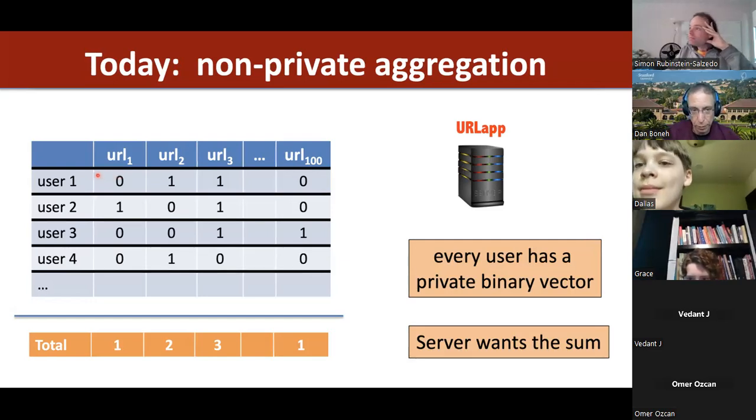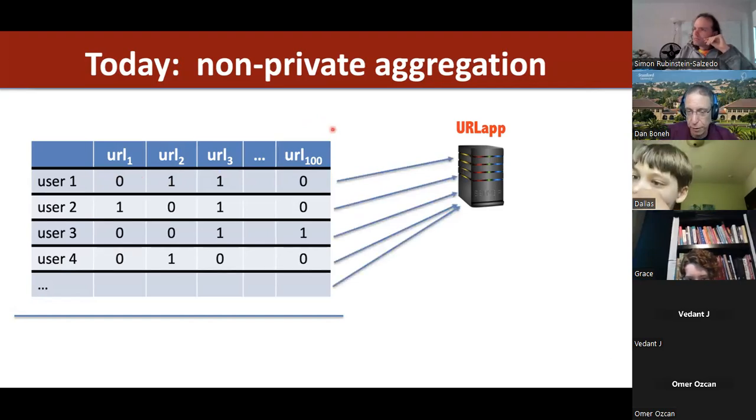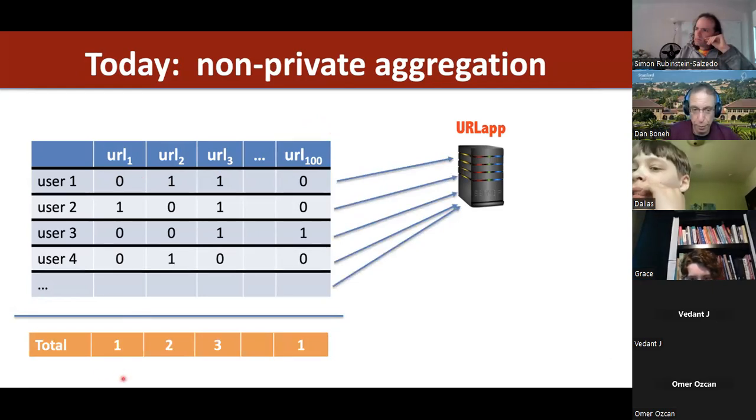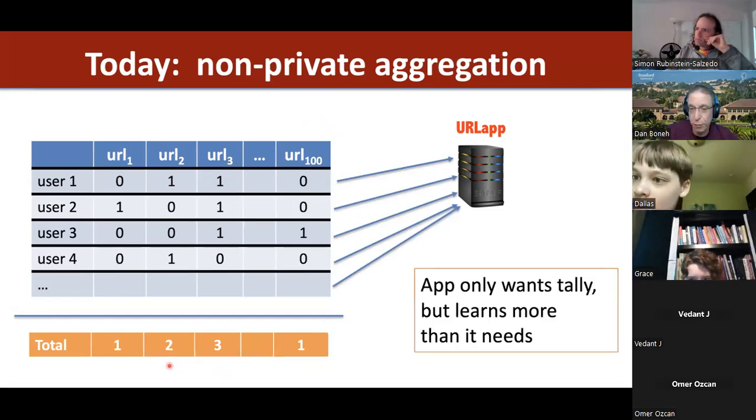Unfortunately, we have these vectors, and the goal is to compute the sum of these vectors. The way this is typically done today is everybody sends their vector over to the server. The server sums up the vectors, and you end up with the total sum, which is what the server wanted. Unfortunately, what this means is, even though the server only wanted the statistics, only wanted to know the sum, it didn't want to know anybody's individual data, in this case it actually learns everybody's data. It doesn't just learn that 3 people visited URL number 3. It learns exactly which 3 people visited URL number 3, and that's not something it wants.